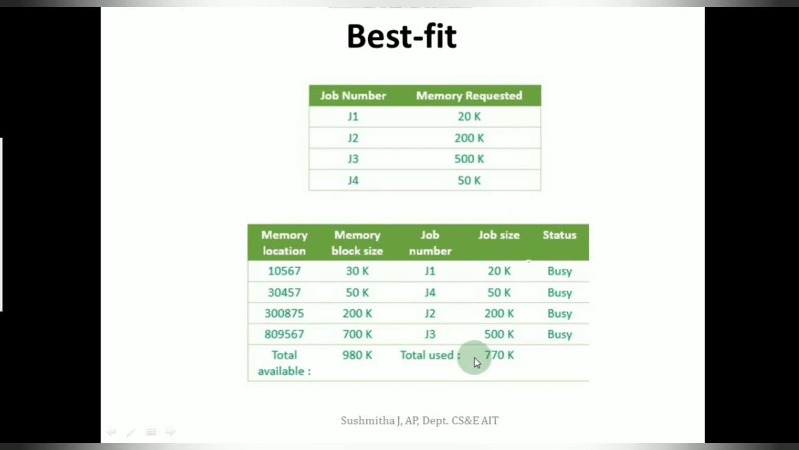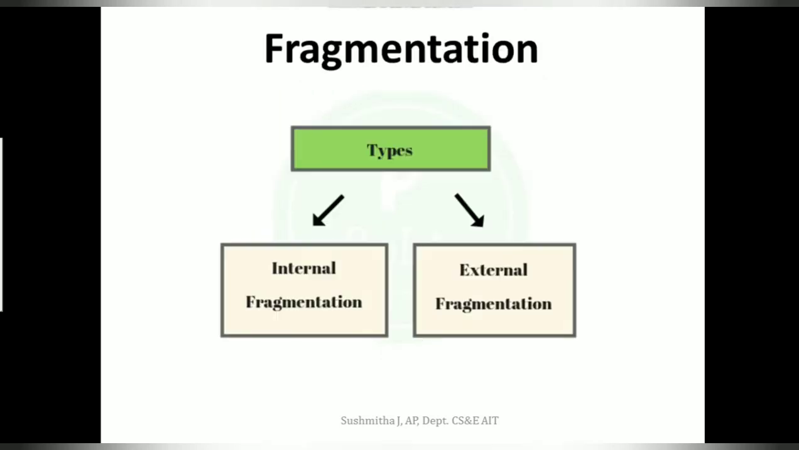So most of the memory was well utilized and almost all the jobs were assigned. This was about the 3 algorithms we had for allocation, that is your first fit, best fit and worst fit. Using any of the algorithms, we had an issue with fragmentation. Now what is this fragmentation and what are its types?